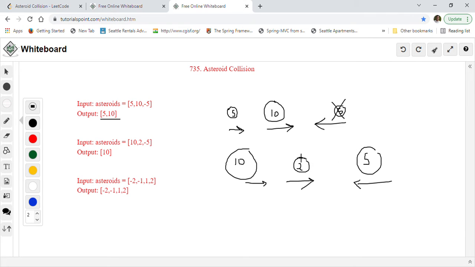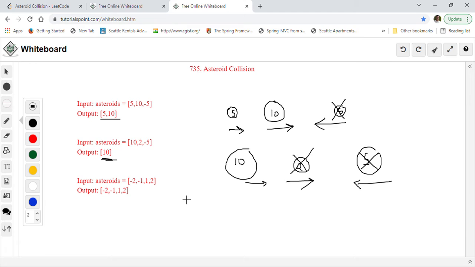2 and 5. Now 2 is smaller, right? So 2 will disappear after the collision, because the smaller one disappears. After that, 5 will keep going and collide with 10. Since 5 is smaller than 10, 5 will disappear after the collision with 10. So 10 will keep going in the right direction, and only 10 will remain. So here, as you can see, the answer is 10.